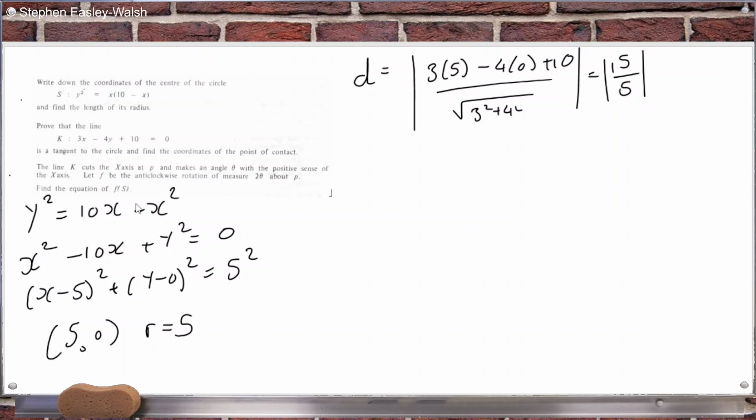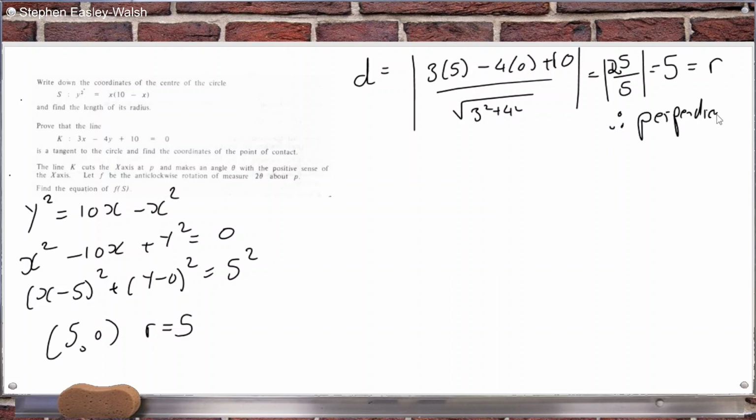Let's have a quick peek here. 3 times 5 minus 4 times 0 plus 10. Oh, I just didn't see my 10 at the end there. So that's 25 over 5, which is equal to 5, which is equal to the radius. So that proves that it's perpendicular.